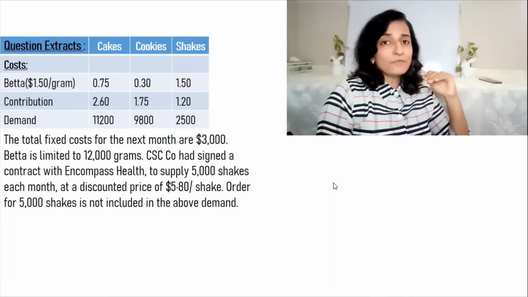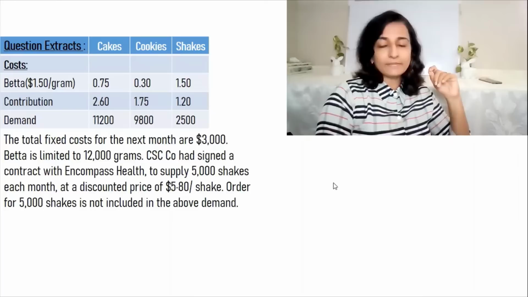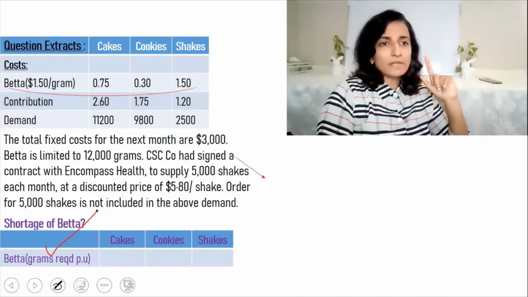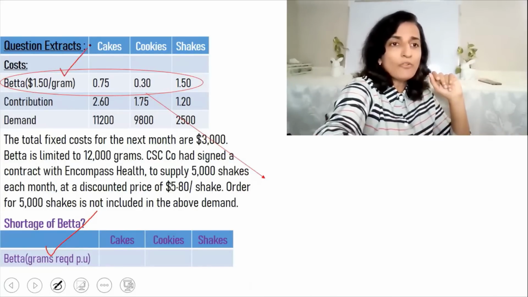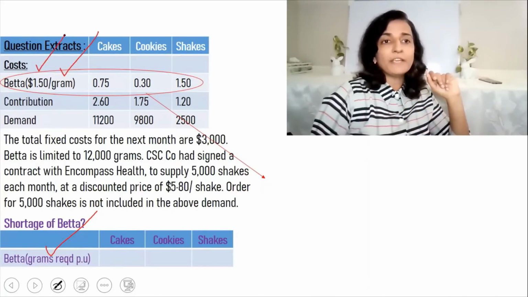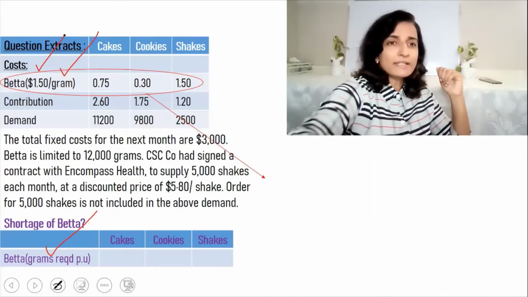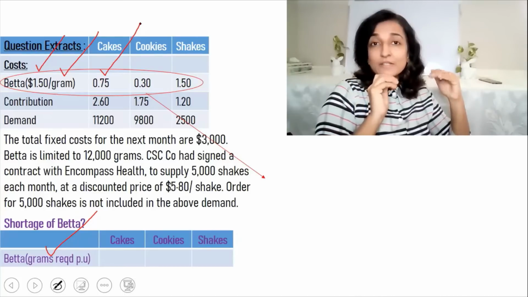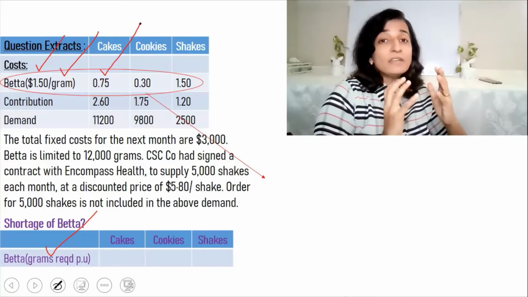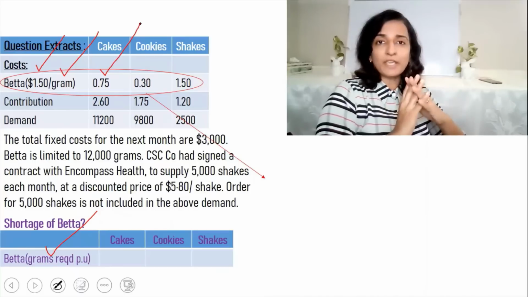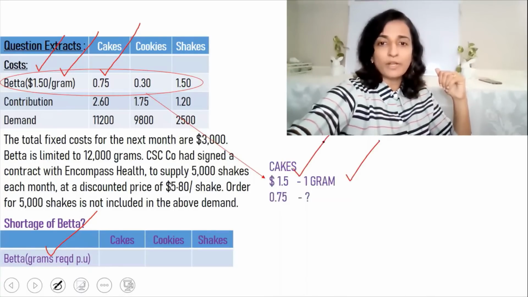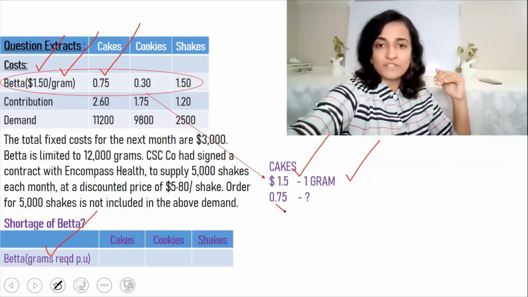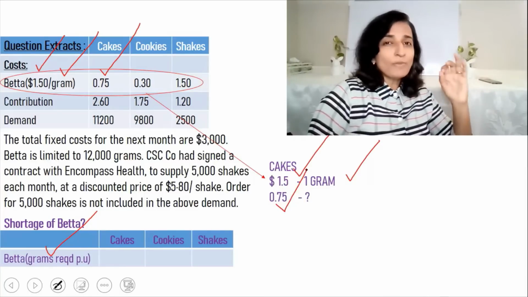So the first step is to find out the shortage of Beta. Now, what is given in the question? In the question, it is given that each gram of Beta costs $1.5. And for the cakes, $0.75 is the cost of Beta. So how do we find out the quantity of Beta which is consumed for the cake? For 1 gram, the cost is 1.5. And for each cake, the cost is $0.75.